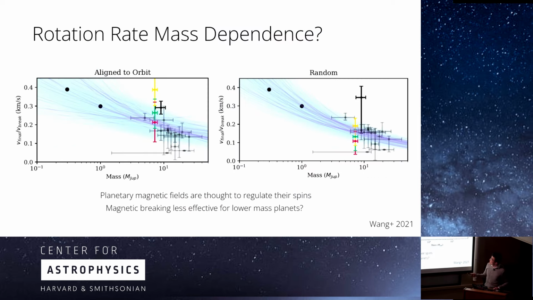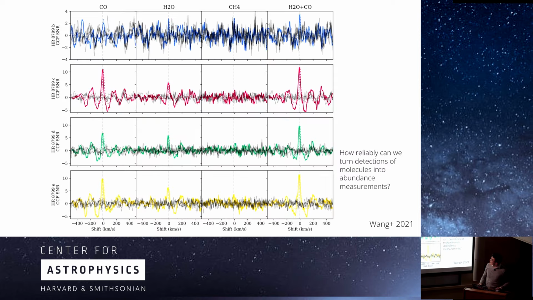Okay, so we're trying to fill in this space and really understand if there is this rotational dependence with mass. Another thing we can do is try to detect molecules in the atmospheres of these planets. So these are the 4 planets, B, C, D, and E. And we can try to detect things like carbon monoxide, water, and methane, and look to see if we see their spectral signatures. You can see that for some of these planets, for some of these molecules, we do detect them. But this is just detection. So the next question is, how do we go from these detection plots to actually measuring abundances?